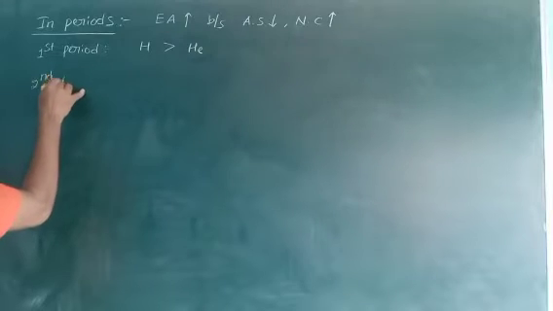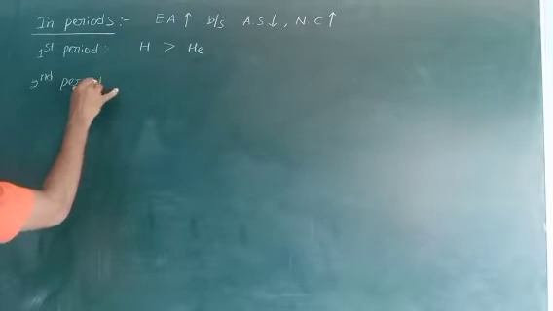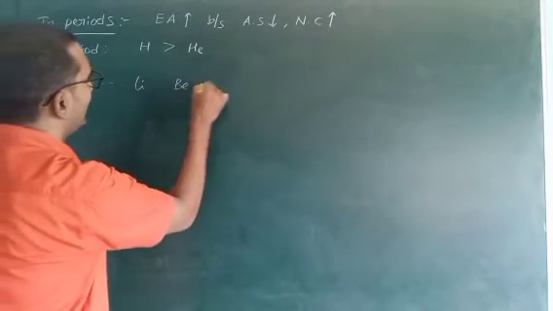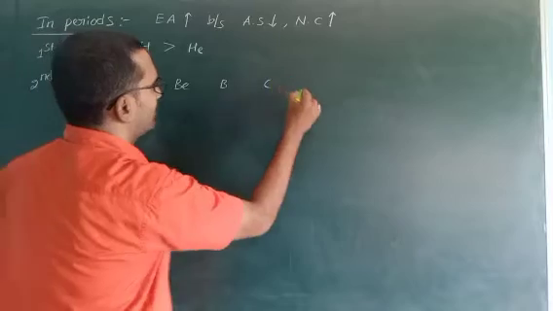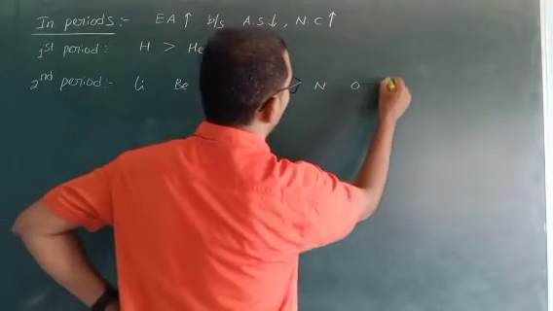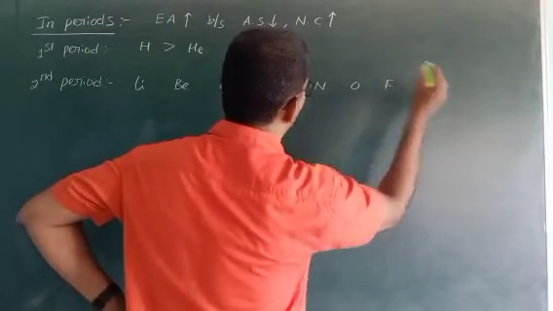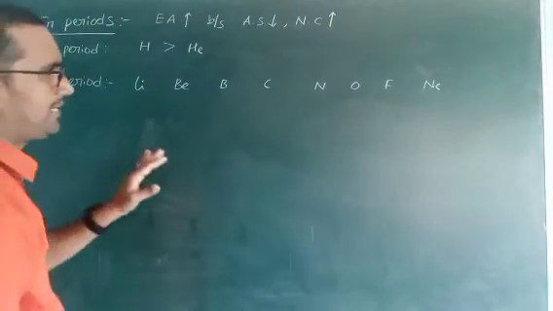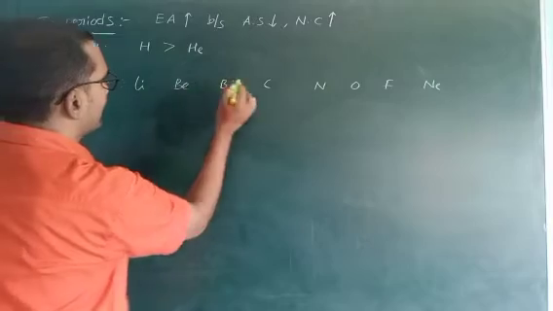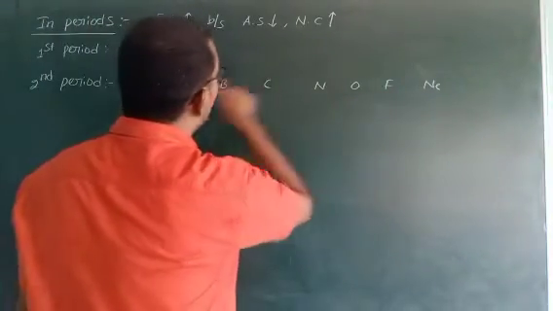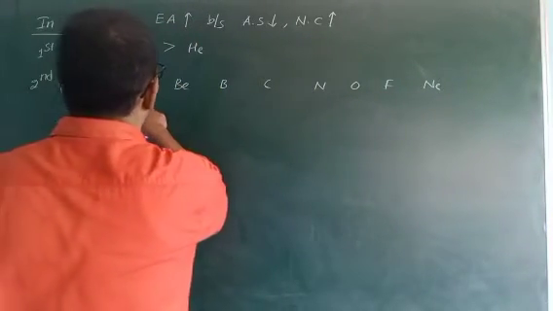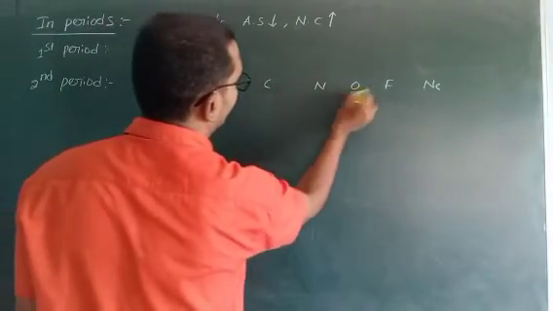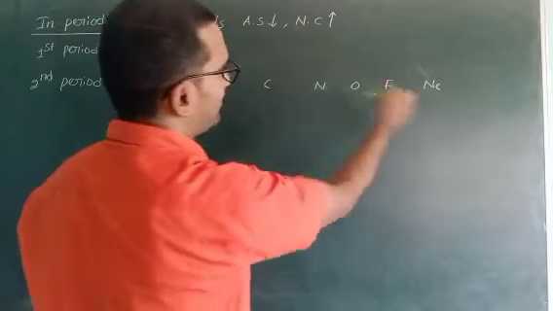Very interesting orders, these are all. Second period. What are the second period elements? Lithium, beryllium, boron, carbon, nitrogen, oxygen, fluorine, neon. Among these, which are more stable? Generally, the expected order is this, because from left to right, electron affinity increases. Because size decreases, electron affinity increases.